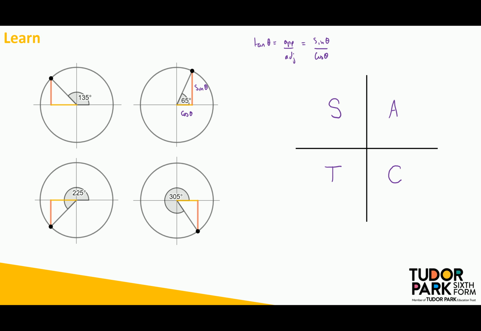Now this is sometimes referred to as CAST, and it lets you know which of the trigonometric ratios is positive in which quadrant. We'll come on to use this later in this tutorial.